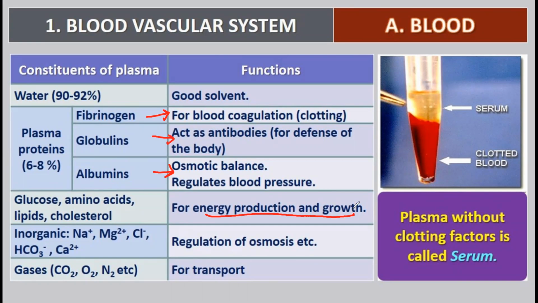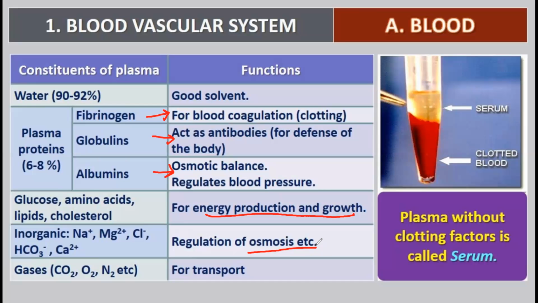Inorganic salts like sodium, magnesium, chloride, HCO3, and calcium are also present in the plasma that help regulate osmosis of the body. Then gases like carbon dioxide, oxygen, and nitrogen are also present in the plasma. The function is for transportation.